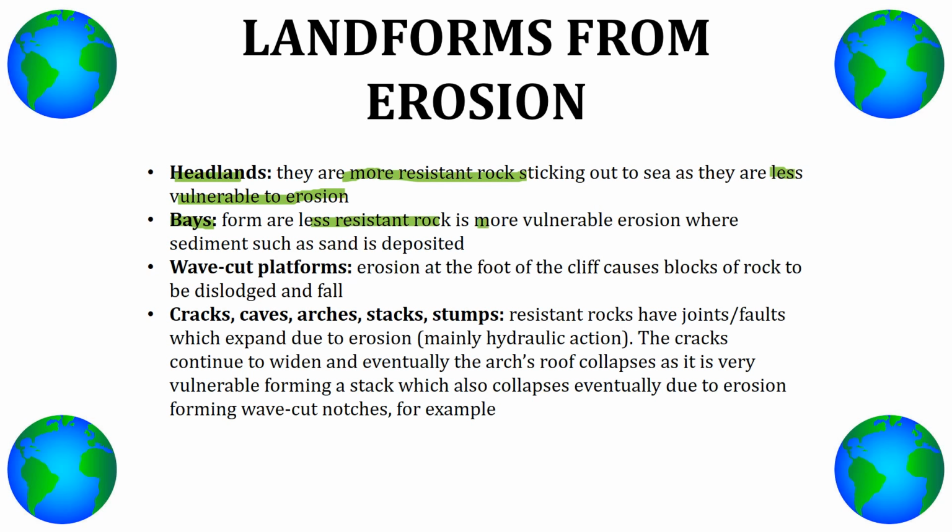They are more vulnerable to erosion, and sediment such as sand is deposited. So an A-level term, a concordant coastline. That is when you have alternating types of rock, so hard rock and soft rock. This is a bay here.